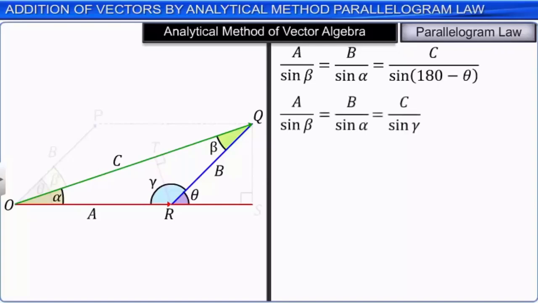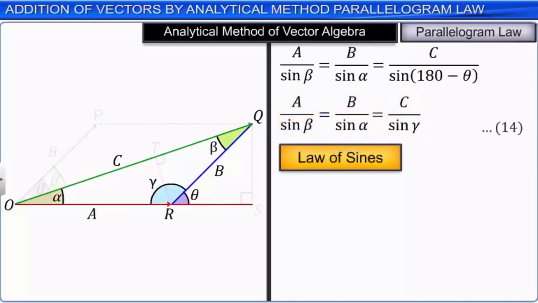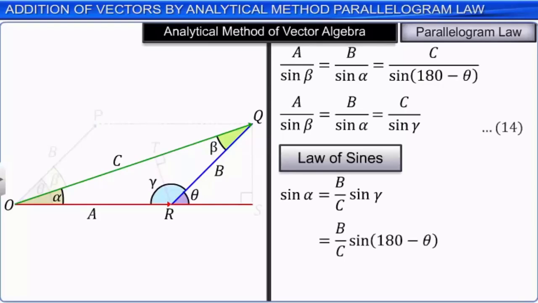From equation 14, we can write sin alpha is equal to B by C into sin gamma, which is equal to B by C into sin 180 minus theta. And finally, we can write sin alpha is equal to B by C into sin theta. Let this be equation 15. From this equation, we can find the direction of the resultant vector C.